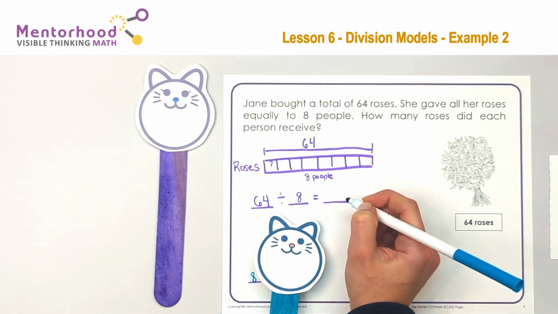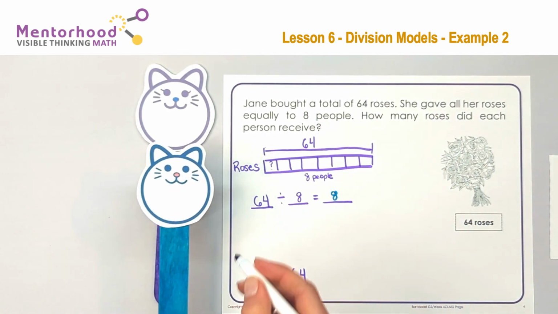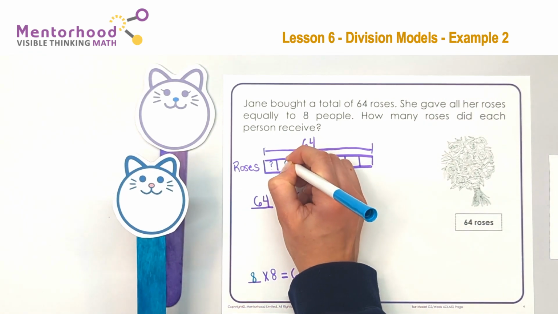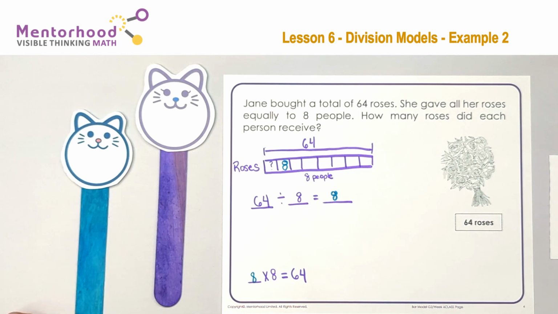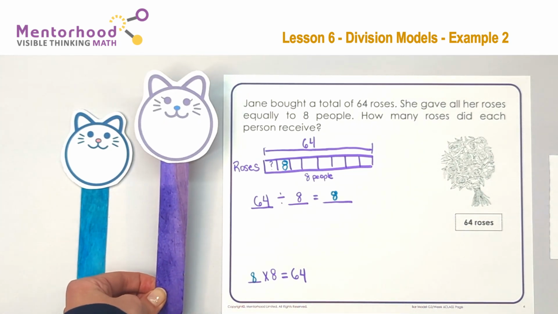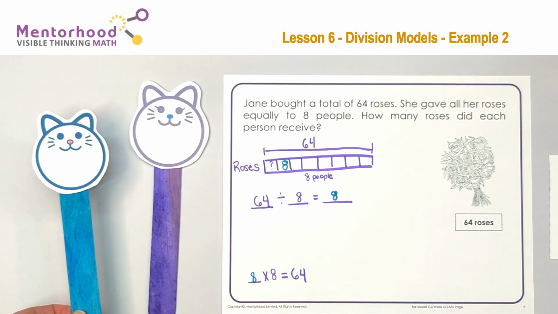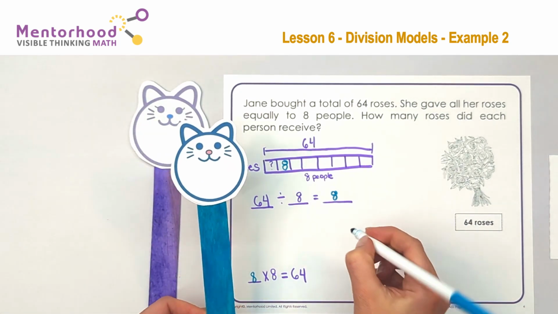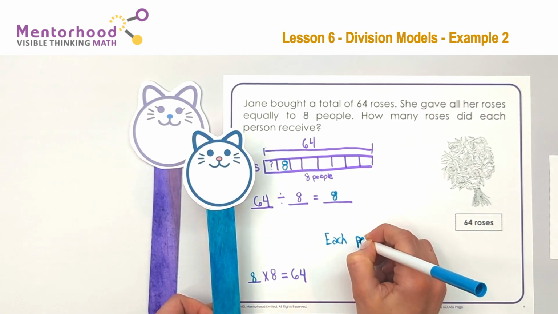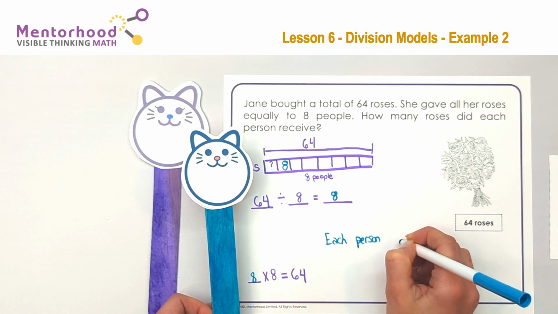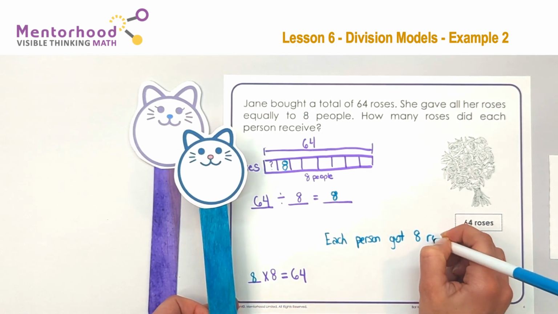Okay, 64 divided by 8 equals 8. We'll put that into our number sentence and into our bar model. Each one of these is 8. All right. Now, Matthew, do you want to show the kids how to write a little statement? Sure, we just have to write down what our answer is. Each person got 8 roses.